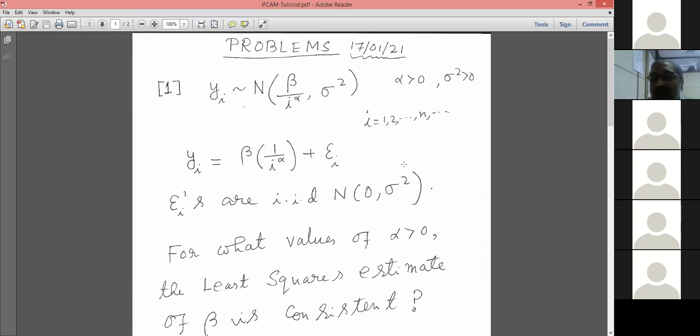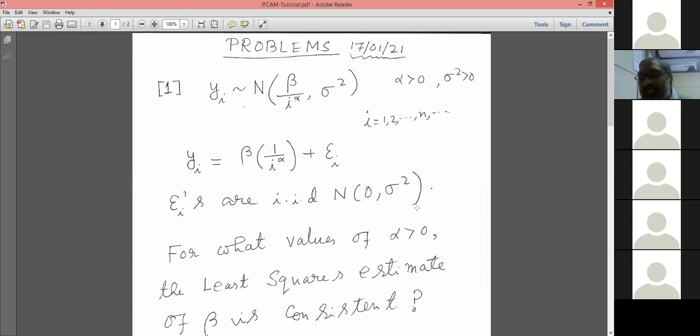So what should be the value of alpha? Students offered several different answers: alpha less than half, alpha greater than half, alpha less than 1. Too many answers. Okay, now first of all, somebody said alpha less than half.